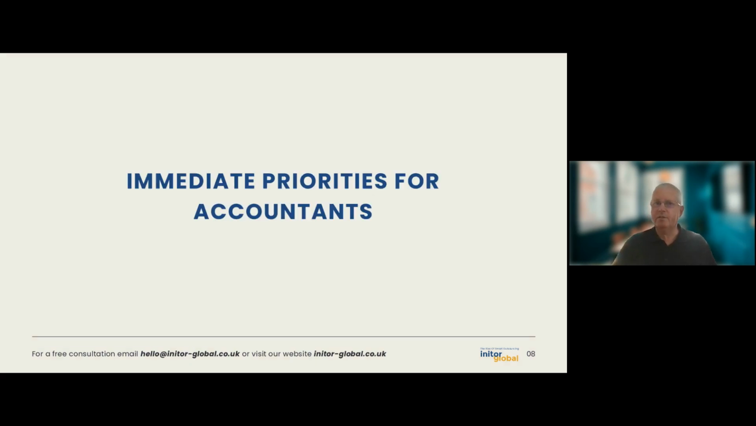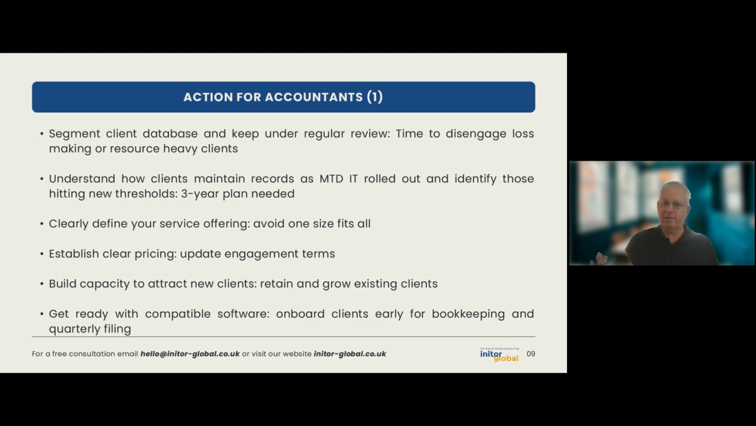So I'll move into some immediate priorities for you accountants out there. If you haven't done so already, please segment your client database and keep it under regular review. It really is time for some hard decisions around disengaging loss-making or resource-heavy clients. How do clients keep records now? Which clients need most help with transition? Are they tech-savvy? Which clients are hardest to reach? Those should all be thrown into your assessment of how clients are placed into a sort of low risk, medium risk, or high risk assessment.